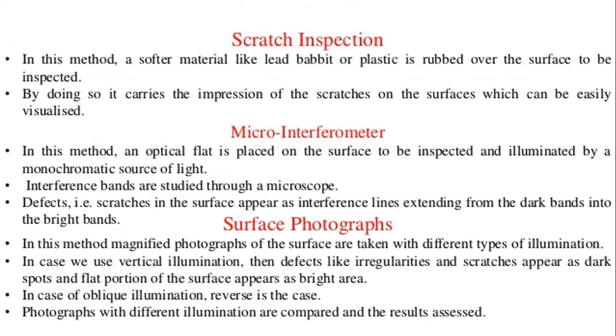Next one is the scratch inspection. In this method, a softer material like lead, babbitt or plastic is rubbed over the surface to be inspected, so that it carries the impression of the scratches on the surface, which can then be easily visualized.